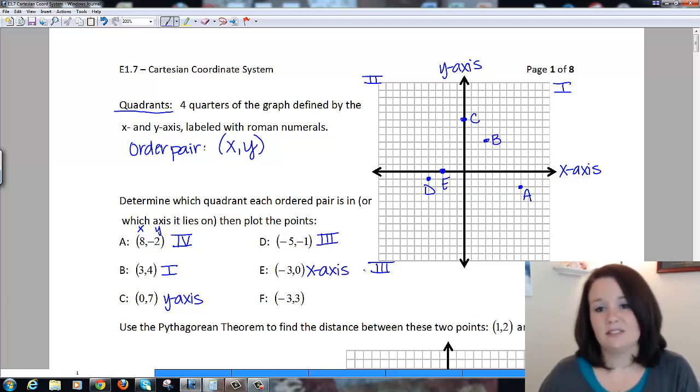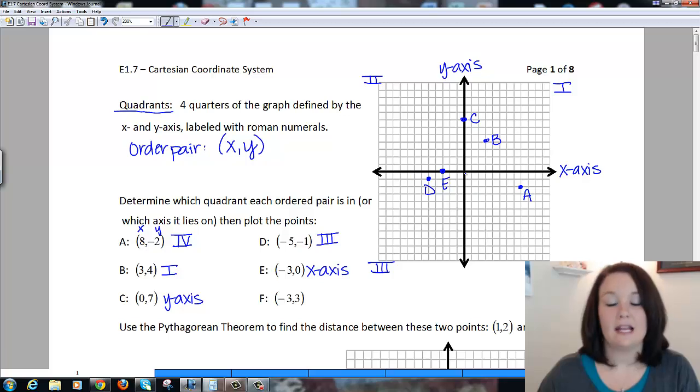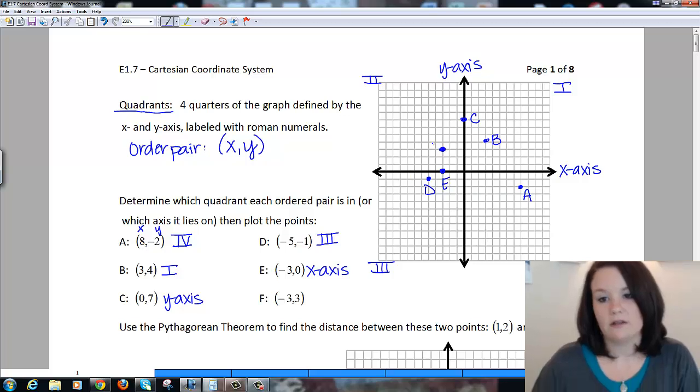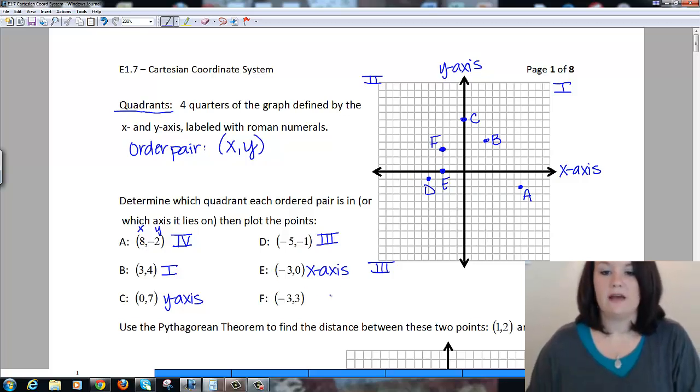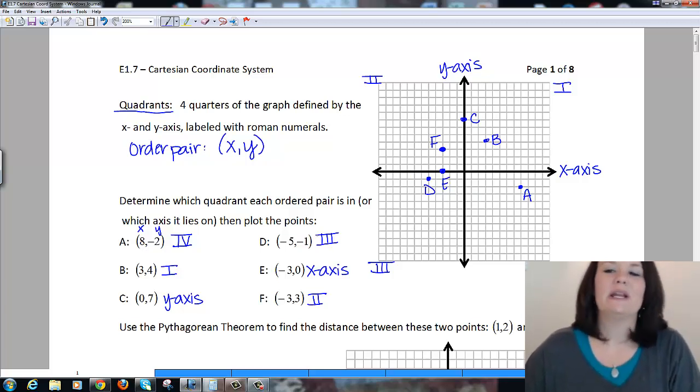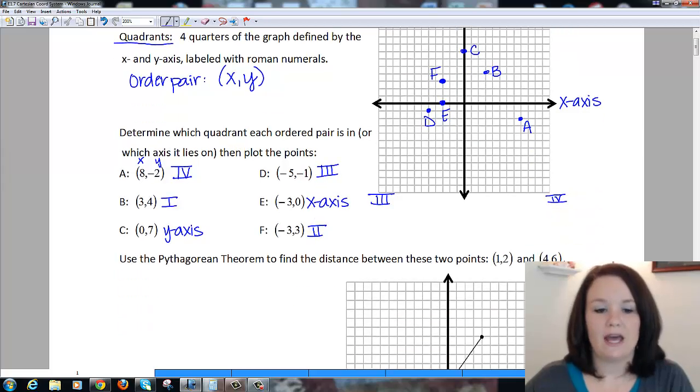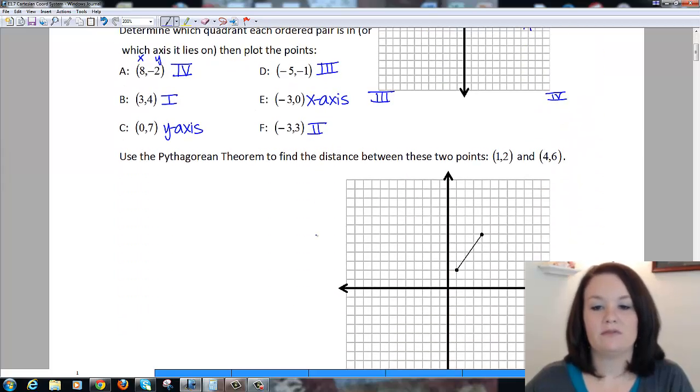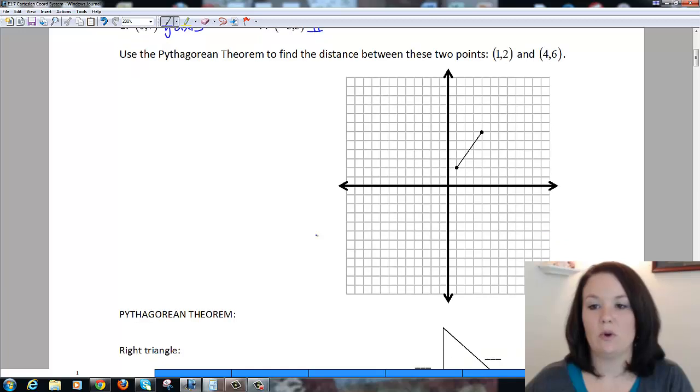Okay. And then my last one, -3, 3. Again, x is -3, so I'm going to the left 3. And then my y is +3, so from there I'm going up 3. So this is my point F, and it lands in the second quadrant. Okay, not too bad. All right, so what we want to do now is we want to look at using the Pythagorean Theorem to find the distance between the 2 points, 1, 2, and 4, 6.